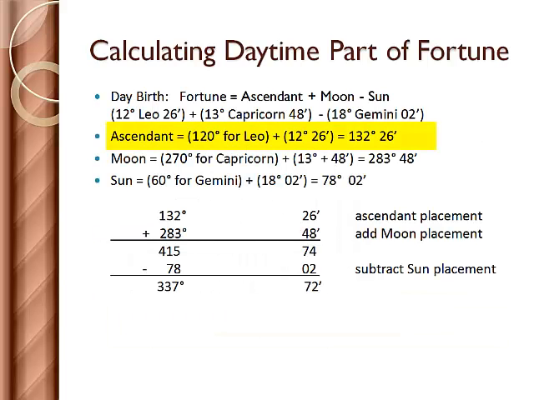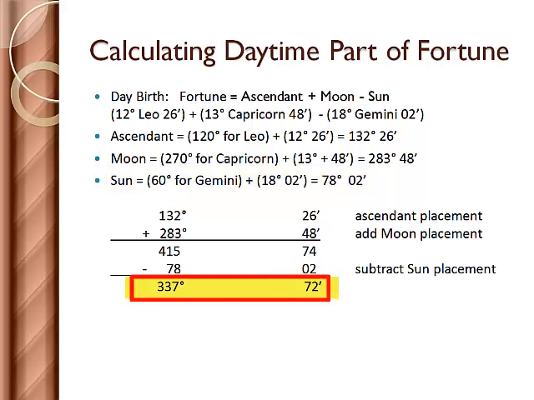Daytime birth, the ascendant at 132 degrees 26 minutes will be added to the position of the moon at 283 degrees 48 minutes, and then we will be subtracting the position of the sun at 78 degrees 02 minutes. We get 337 degrees 72 minutes.